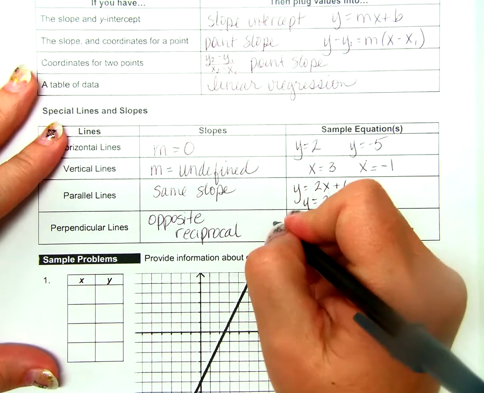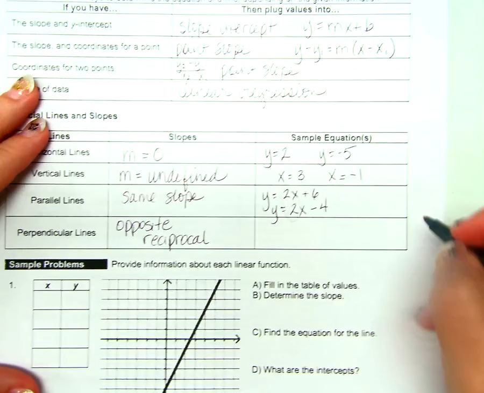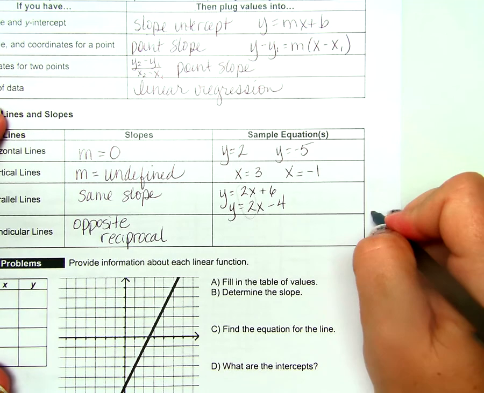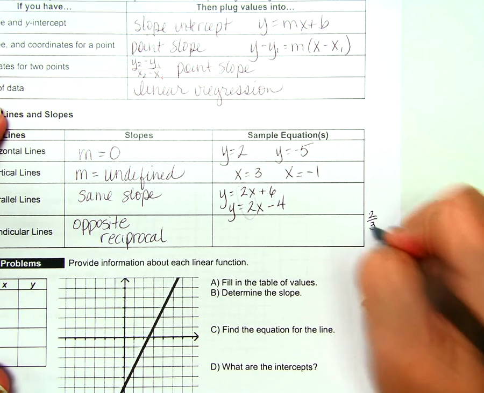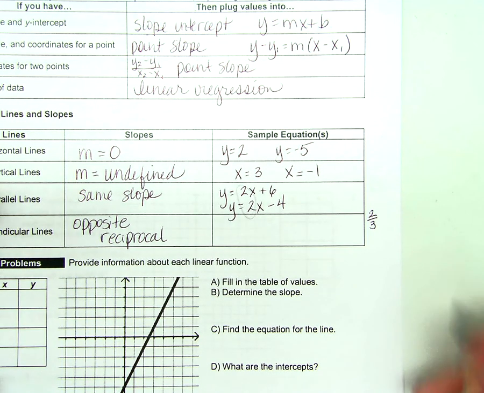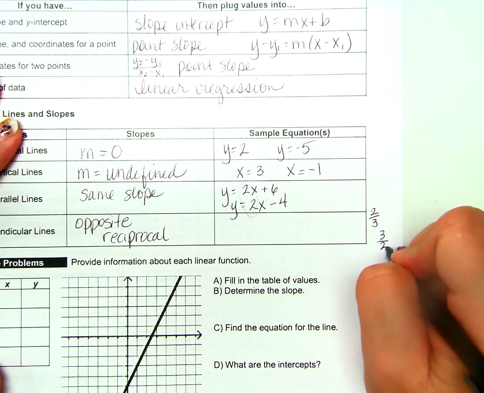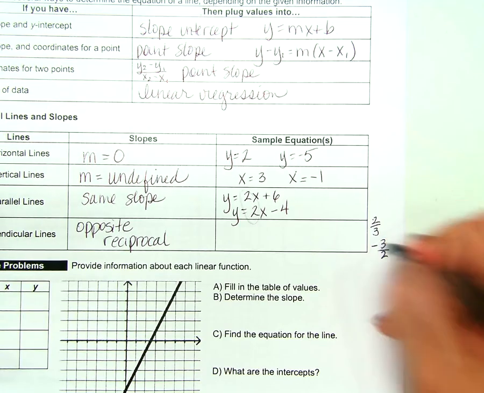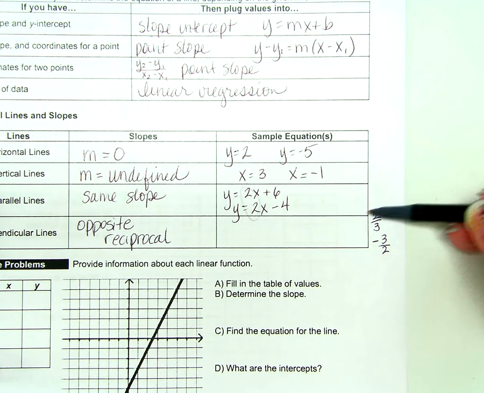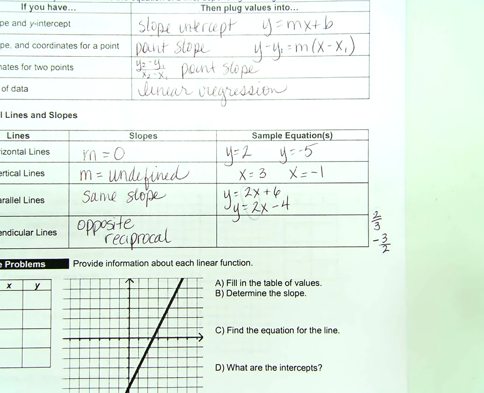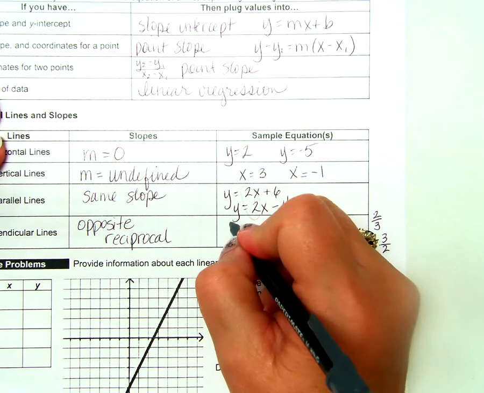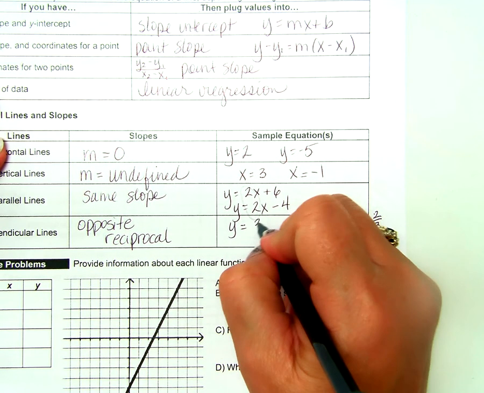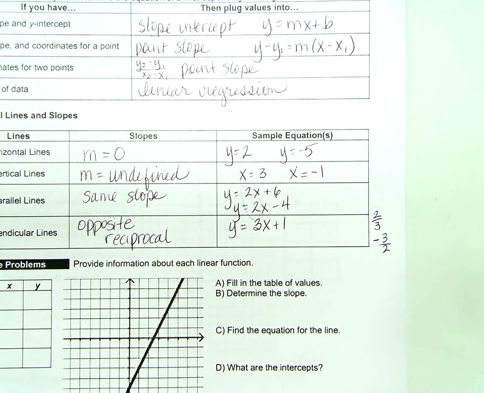So if I have a number like, let's come over here to the side, just give ourselves some examples. If I have a number like 2/3, what's the reciprocal? The reciprocal is 3/2. What's the opposite reciprocal? -3/2. Okay? These two numbers are opposite reciprocals of each other. Yes? Okay. So what if I told you y equals 3x plus 1 was one of my equations? What is the opposite reciprocal slope of 3?